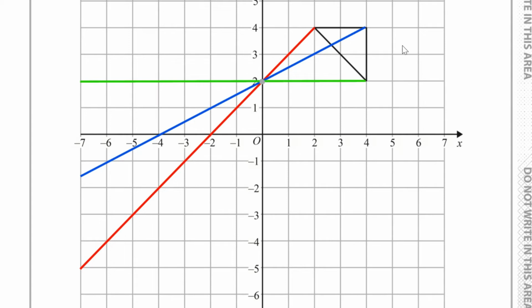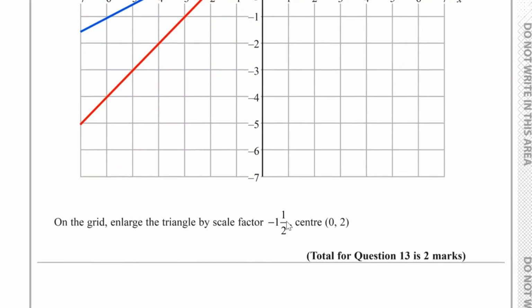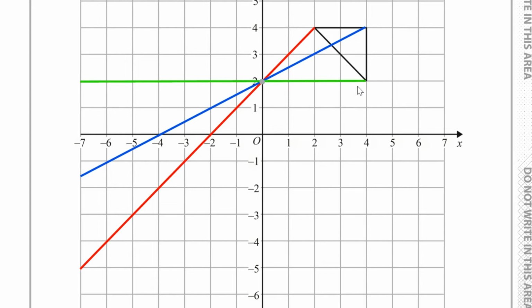Now because we're going in the opposite direction, because here we've got a minus, well, we need to multiply this length by 1.5. So 4 multiplied by 1.5, that's going to be 6. So here we're going to go 6 this way. So we've got 1, 2, 3, 4, 5, 6. So here we've got one of the points.